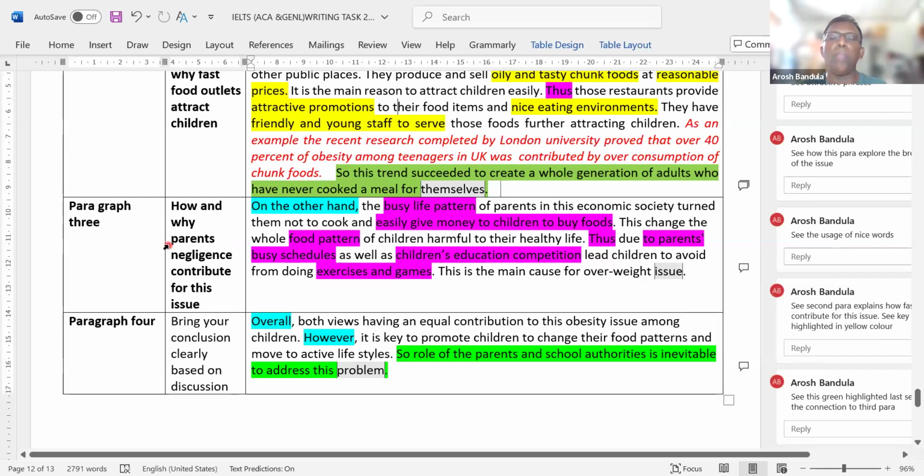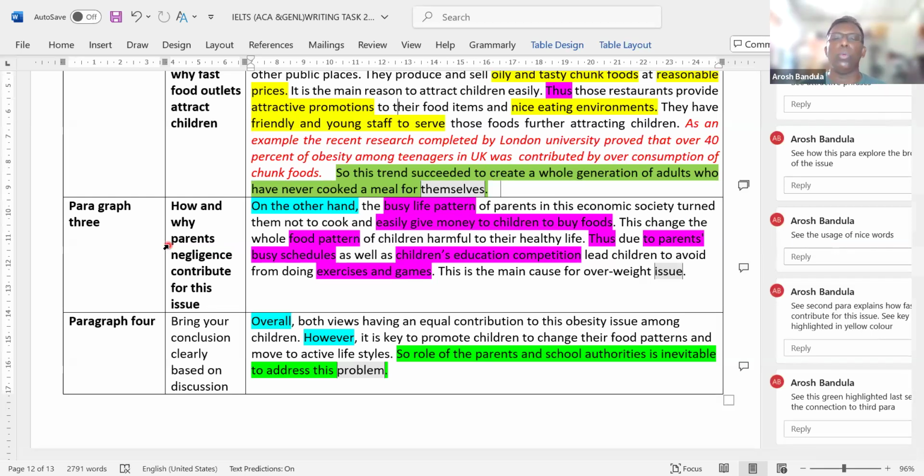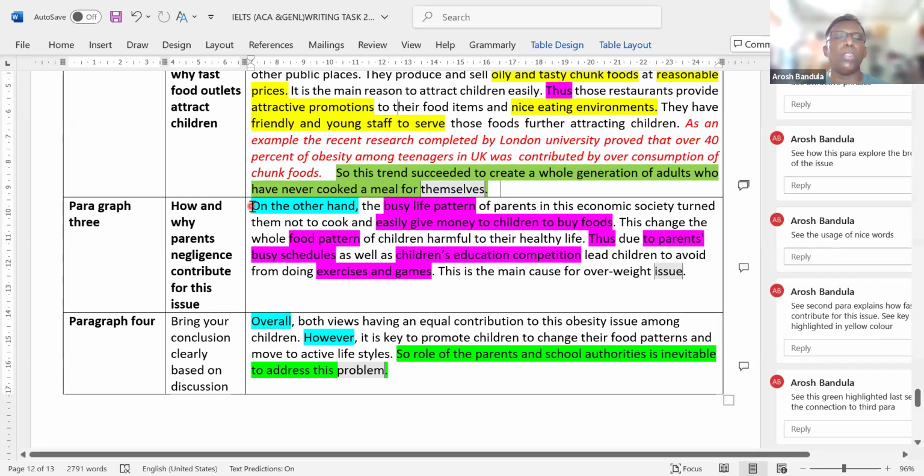How and why parents' negligence contribute for this issue. I'm starting with a very good fresh start by using the very good conjunction, that linking device, on the other hand. So that is a very good start like that. On the other hand, the busy life pattern of parents in this economic society turned them not to cook and easily give money to their children to buy foods.